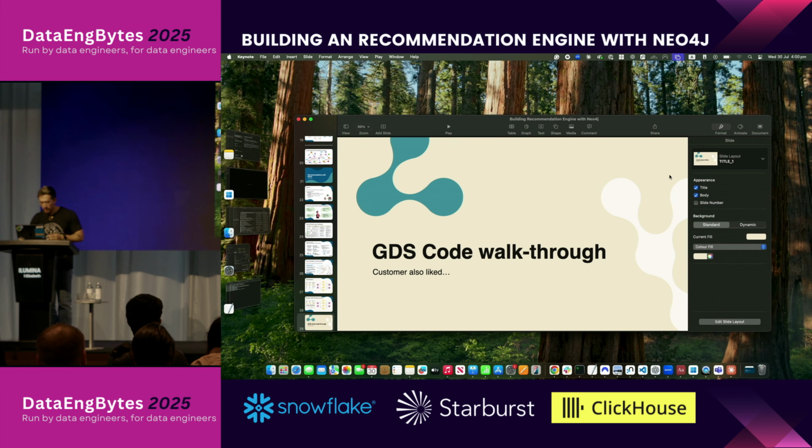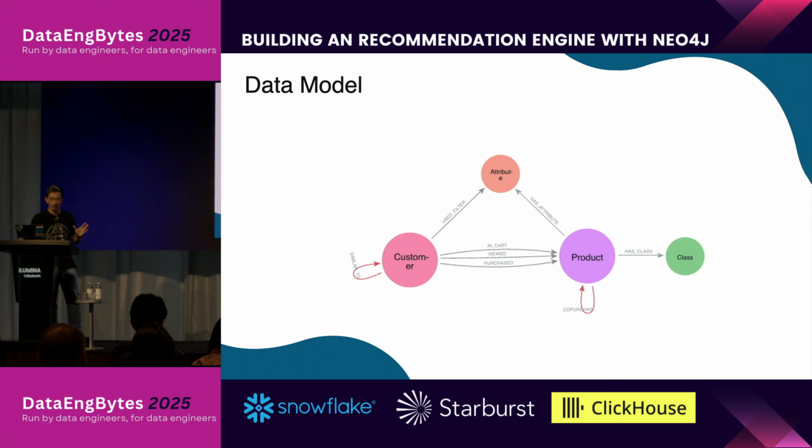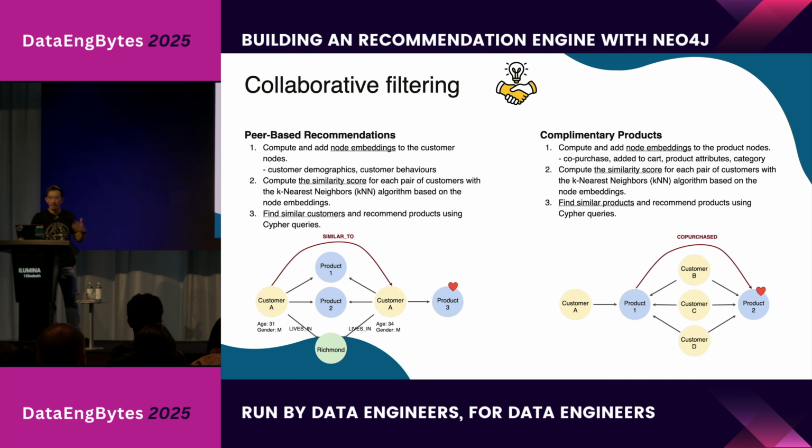All right, that was a very quick walkthrough because I don't have enough time. Sorry, I should probably have shown you this earlier. It's a very easy graph model, as I've said: customer, product, attribute, and class. Attribute is just something like the black color. And this is what I've shown you on the right side, the complementary product.